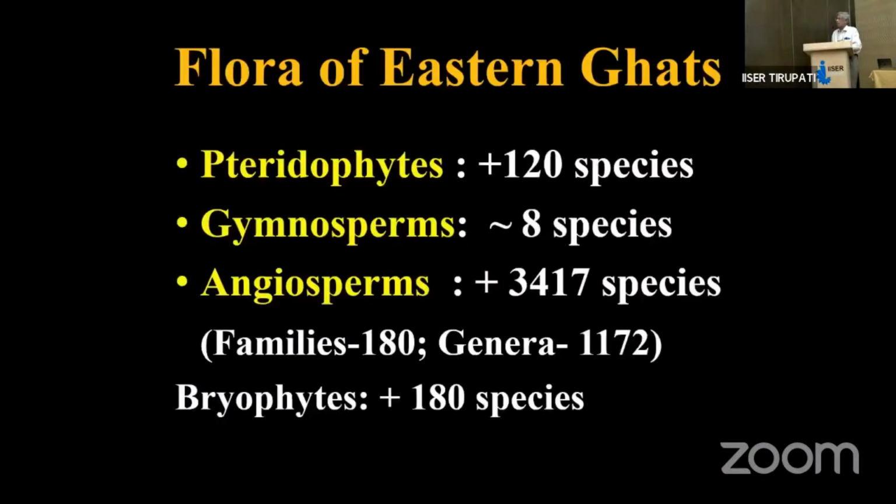Remember here, what we summarize? 3,417 species of angiosperms in Eastern Ghats. Whole of United Kingdom has less than 2,500 species. Remember, this is 120 species of pteridophytes, gymnosperms 8 species, angiosperms 3,417, bryophytes. I described 95 species, I will come back, but my students started working on it and they found it is exceeding 180 species.